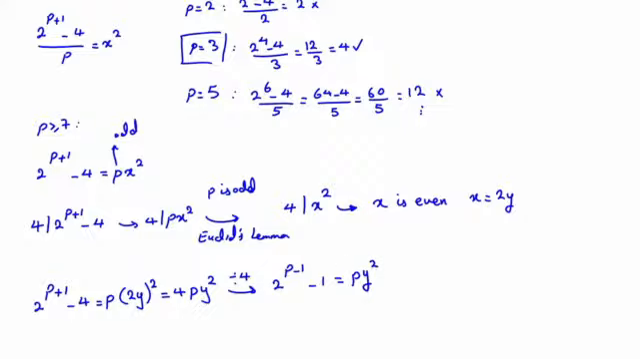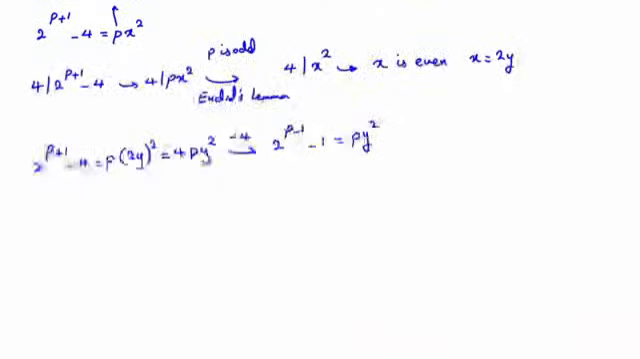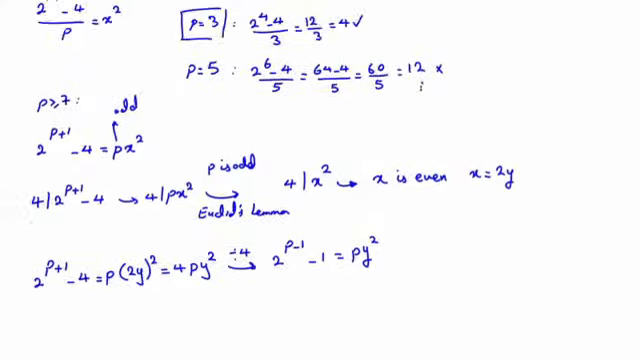From here, it will be exactly the same as the previous problem, (2^(p-1) - 1)/p. So here we factorize because p is odd. We said p is at least 7. p is odd, so p - 1 is even. So you can factorize the left hand side: (2^((p-1)/2) - 1)(2^((p-1)/2) + 1) is py squared. When we have a product of two things, this is also the idea we want to solve.